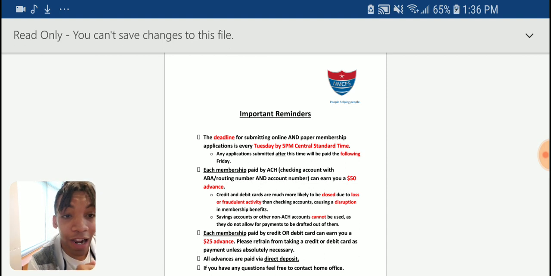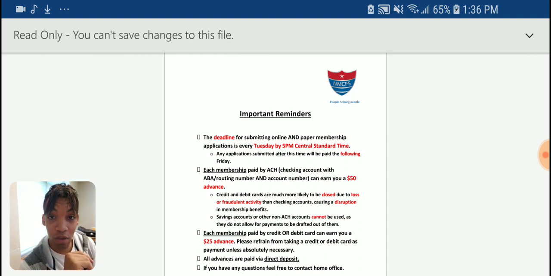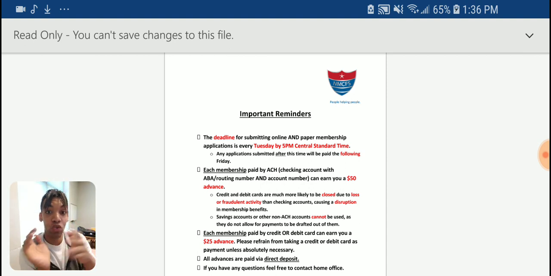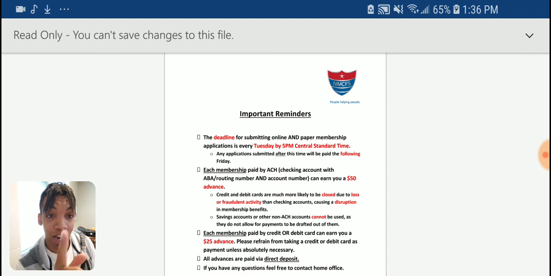So let's go on. We are paid every week, every Friday to be exact, and there are certain cutoff times so you know when and how much you are making throughout the week. Each membership needs to be paid by ACH checking account with the ABA routing number and account number. This is the option we promote the most, because not only are you paid a higher commission advance, which is $50, but you can also avoid the credit card side of things.